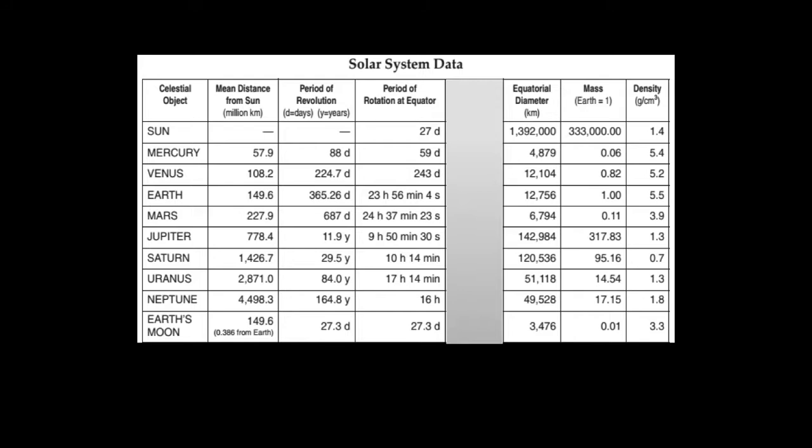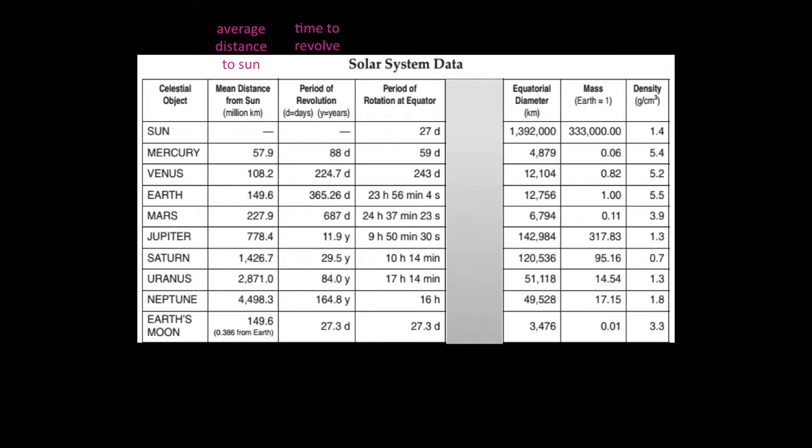The first column tells us the distance to the sun. It's called the mean distance to the sun, which is a mathematical way of saying the average distance to the sun. For each of the planets, you can see their distance from the sun. Be careful, that unit is in millions of kilometers. So Earth is 149.6 million kilometers from the sun. That's really, really far.